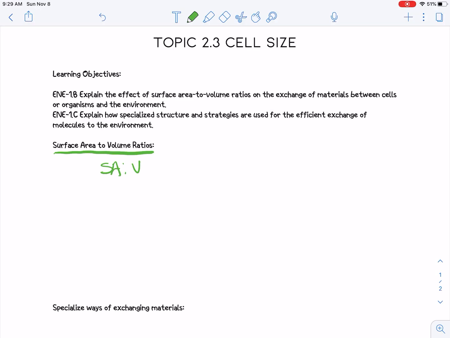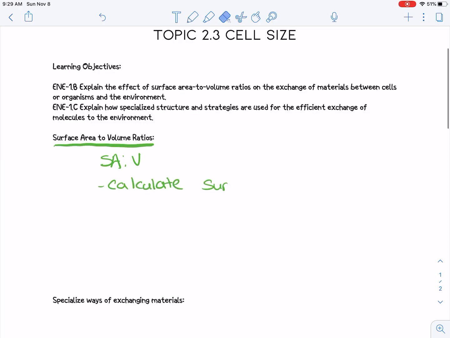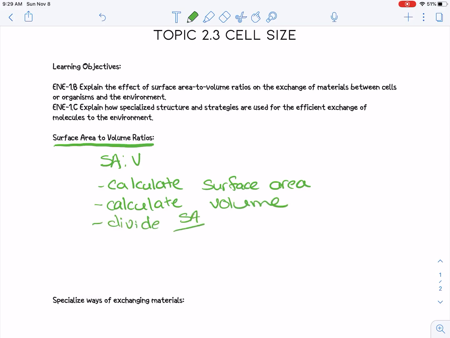So you'll figure out the surface area for a cylinder, the surface area for a sphere, the surface area for a cube. You'll have to identify what type of cell you have. And then the steps you would take are: you calculate the surface area, and then you calculate the volume, and then you divide. The surface area gets divided by the volume, and you get some number.